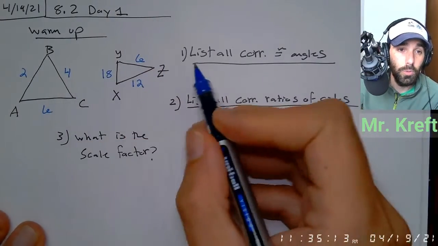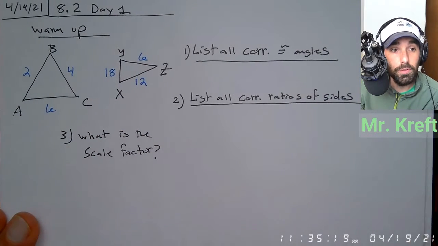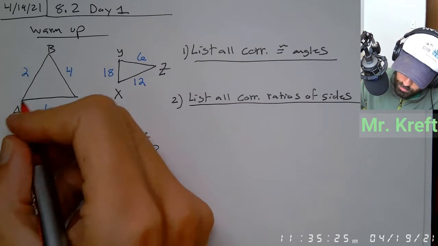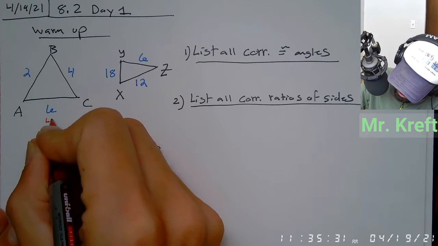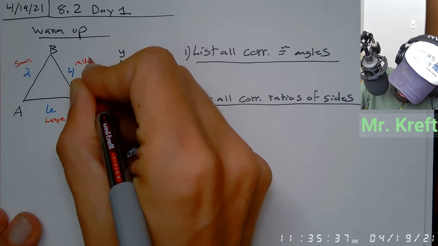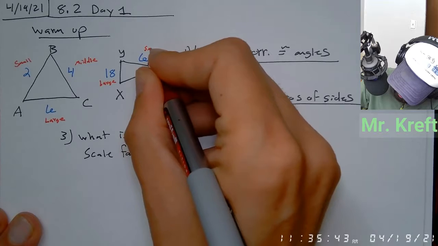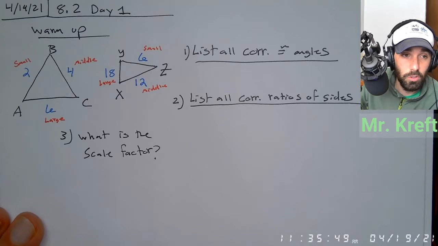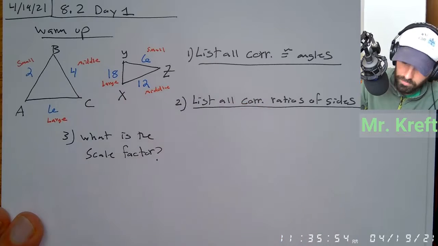What we're going to do is list all the corresponding angles. Remember, you were supposed to do the 8.1 homework that was due today. From the video you were supposed to watch, we can label these sides as large, small, and middle. That's a really good tactic. So this is large, this is small, and this is middle. I have small, large, middle, small, large, middle.